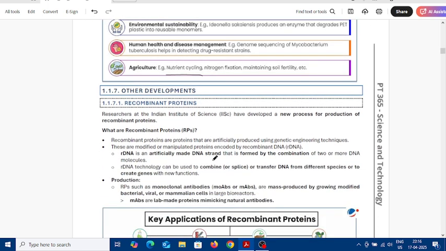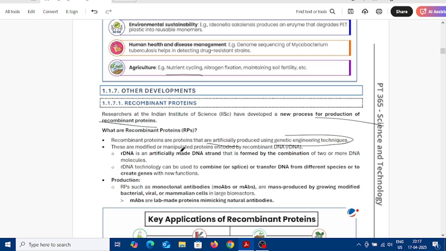Other developments related to this genome and genes topic is first of all recombinant protein. IISc has developed a new process for production of recombinant protein. What are recombinant proteins? They are artificially produced by genetic engineering techniques. Artificially produced. They are not naturally occurring. These are modified to manipulate proteins encoded by recombinant DNA. Then rDNA is artificial. See, wherever R is written for recombinant, it means artificially.